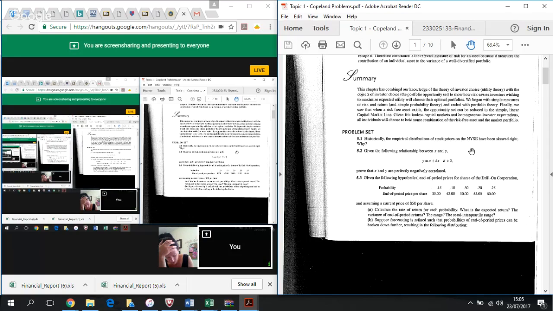A is what you call the Y-intercept. It's also known as the intercept. X is the independent variable, and B is the slope of the equation.